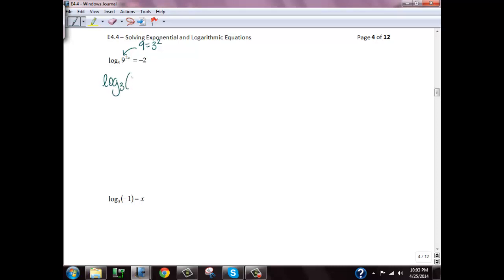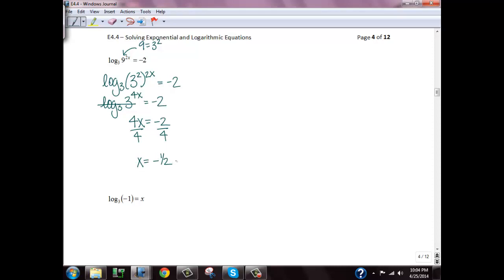So this gives me log base 3 of 3 squared raised to the 2x equals negative 2. And now remember, when we have a power raised to another power, we multiply them. So this is log base 3 of 3 to the 4x equals negative 2. And now I have log base 3 of 3. Those are inverse functions, so they cancel, which leaves me with 4x is equal to negative 2. And then all I have to do is divide off my 4. So this tells me that x equals negative 1/2.